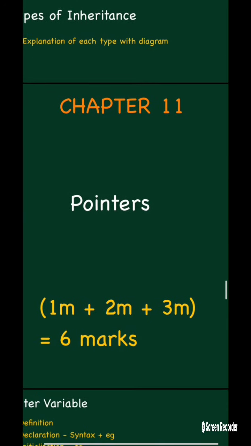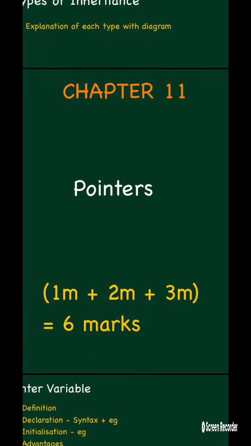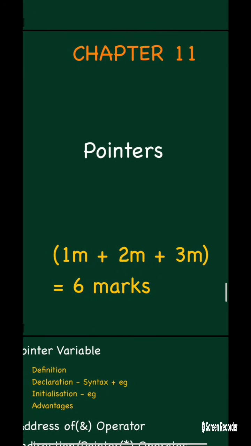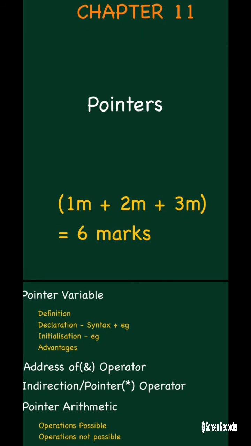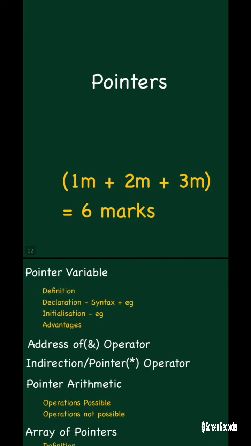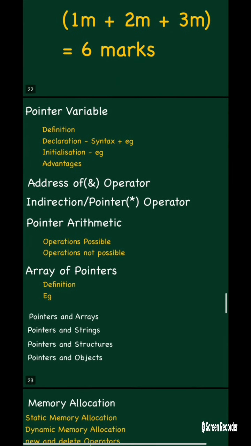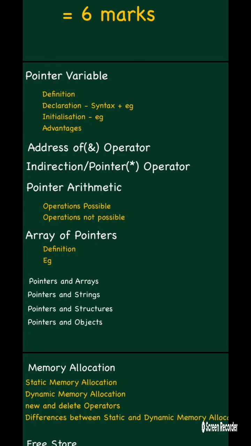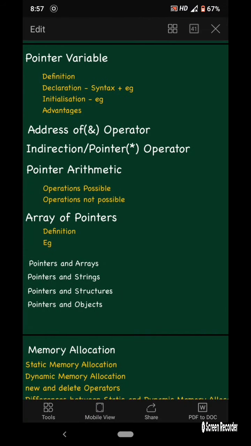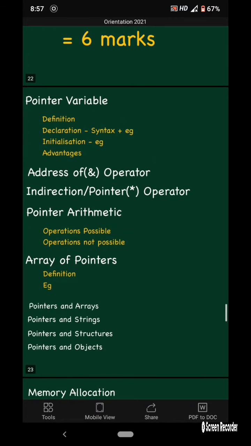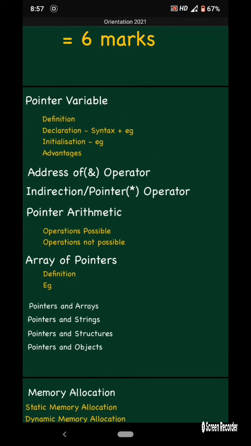So next is chapter 11, that is pointer. In total we'll be getting 6 marks from this chapter: 1 mark 1 question, 2 marks 1 question, and 3 marks 1 question. Then we'll see the important topics from this chapter. Here we have to learn about the pointer variable. What is a pointer variable? There we have to define it and its declaration along with syntax and example.